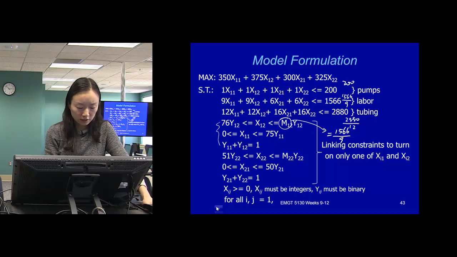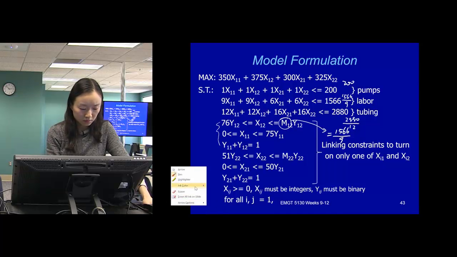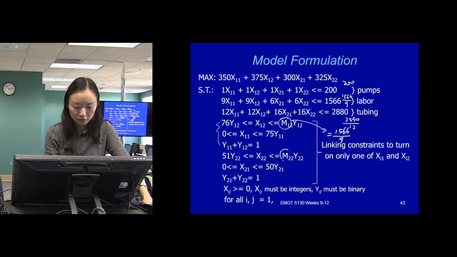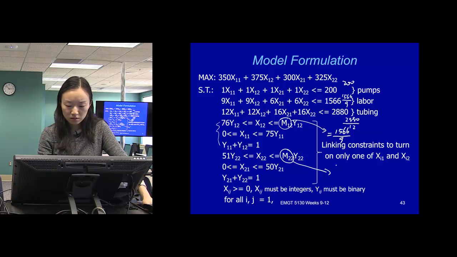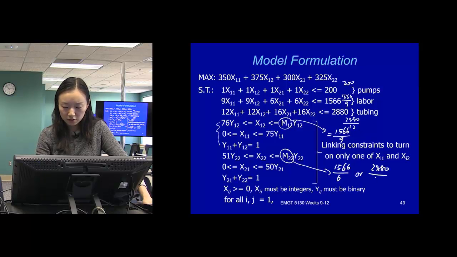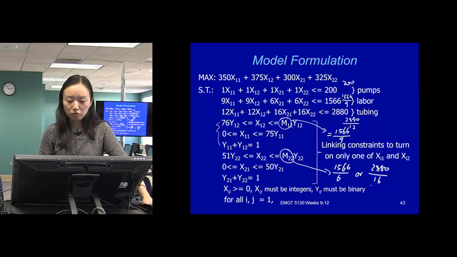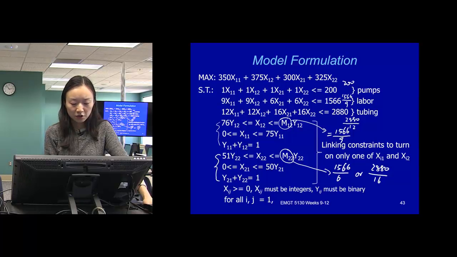Okay, so the same for this M22 value here, it should be 156 divided by 6, or depending on which one is smaller. Okay, so we want to calculate this here. And make sure you specify the xij's are integers and the y's need to be binaries. Okay. Any questions here?